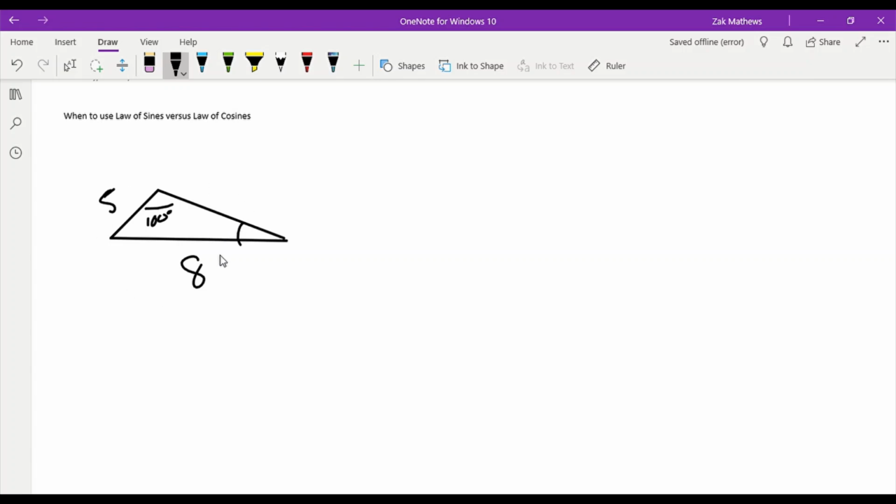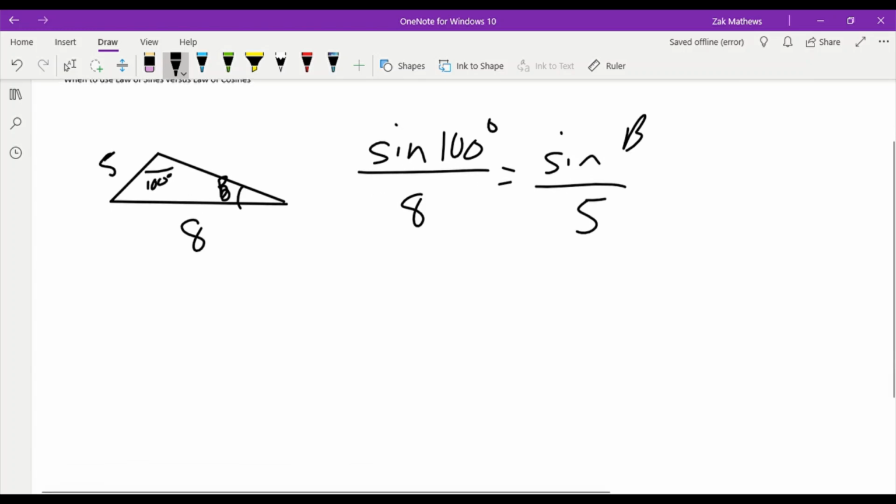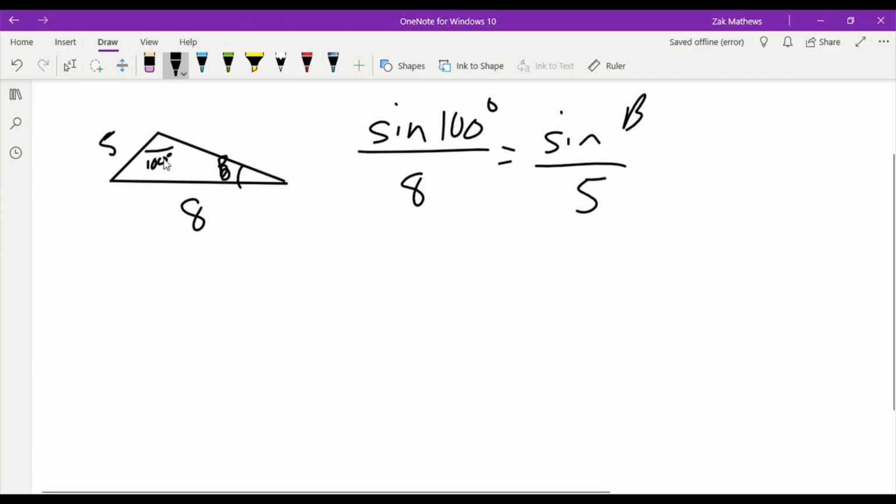Most likely I'd have to solve for this angle first, which maybe I'll call angle B. I should use the uppercase because it's an angle. I could put sine of 100 over 8 equals sine B over 5, and then I could solve that for B. Again, you'll see videos on how to do that. Because we had that known pairing.